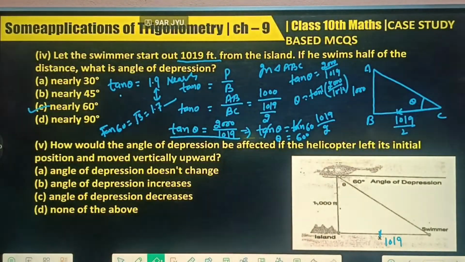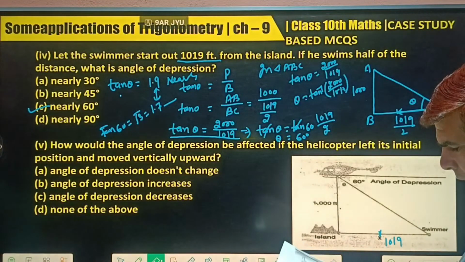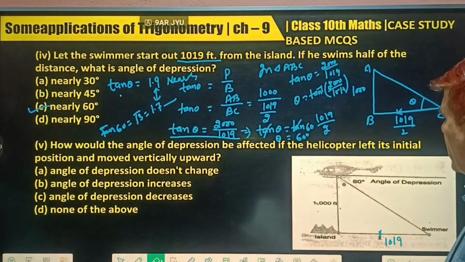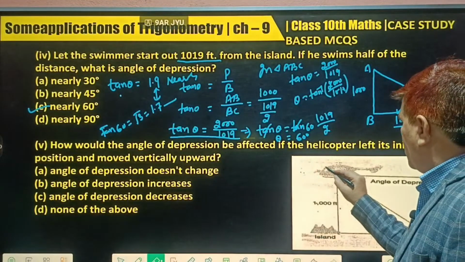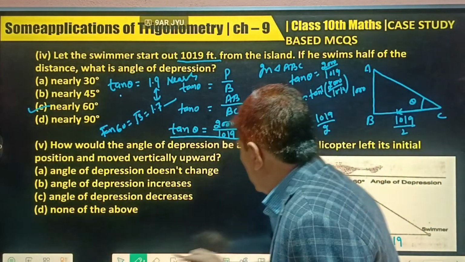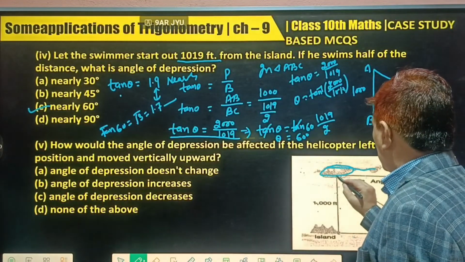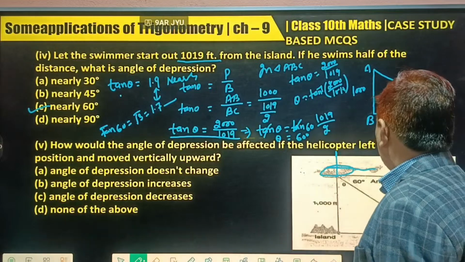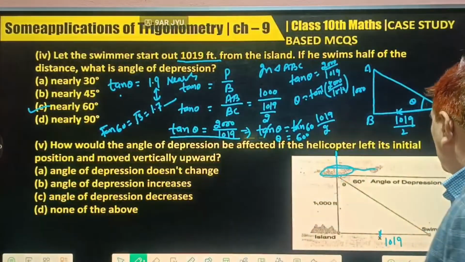Last question: how would the angle of depression be affected if the helicopter left its initial position and moved vertically upward? Vertically upward. If what happened? This is the initial position, the starting position. And it starts going upward.